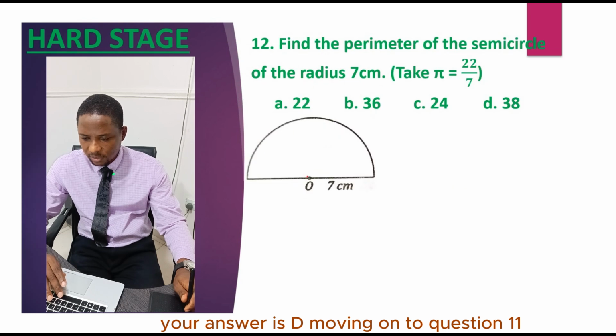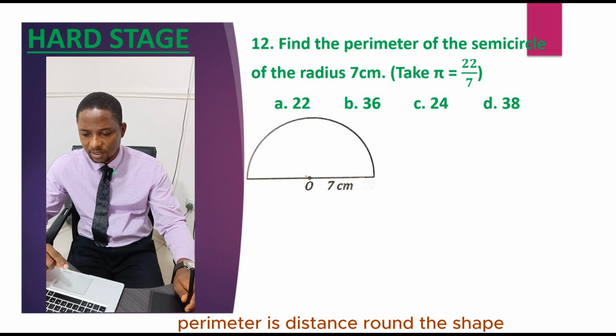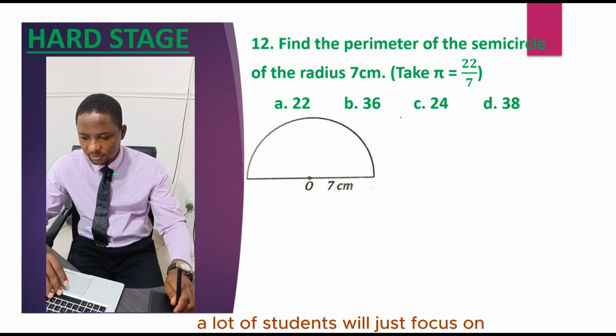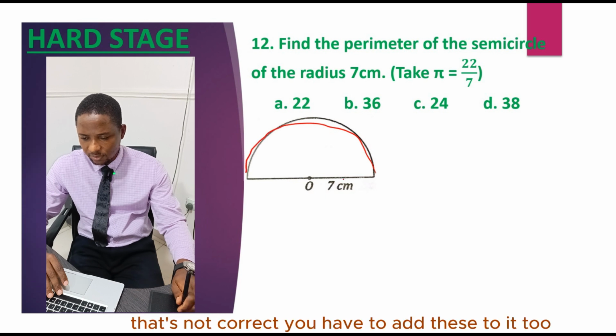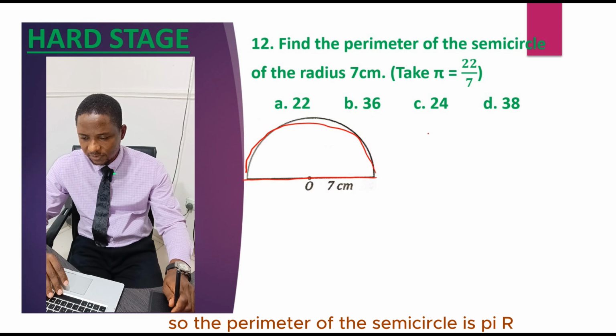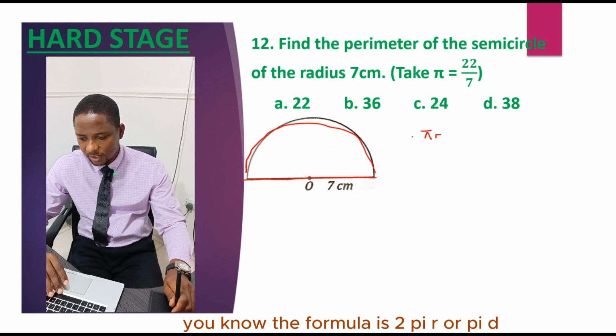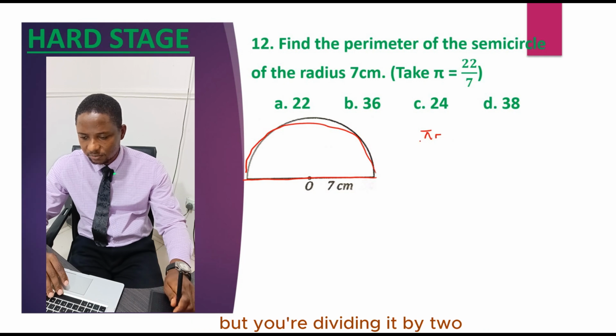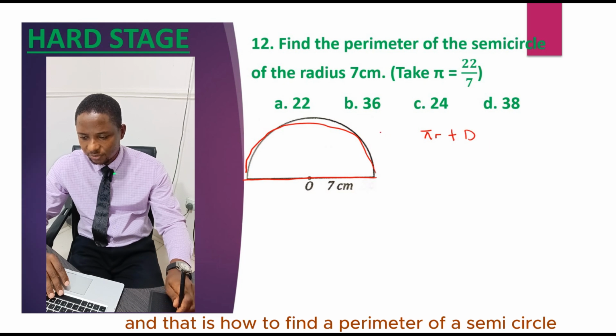Moving on to question 11. Find the perimeter of the semicircle. Again, perimeter is the distance round the shape. A lot of students will just focus on calculating this alone. That's not correct. You have to add these to it too. So the perimeter of a semicircle is pi r. You know, the formula is 2 pi r or pi d, but you're dividing it by 2. And that is why you have what? Pi r. But don't forget to add the diameter to it. And that is how to find the perimeter of a semicircle.